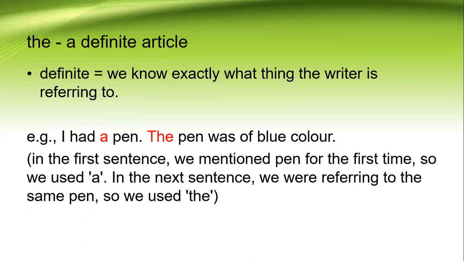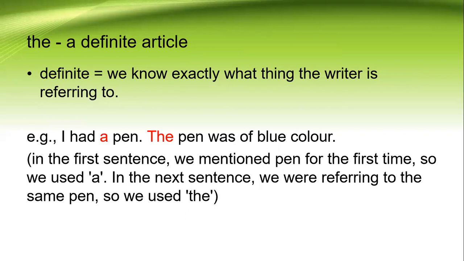The. Now, the is known as definite article. So, as we saw before, definite means we know exactly what the writer is referring to, right? The example that I gave you, my dad bought a new car. The car was red in color. We know which car he is talking about, that is why we use the.